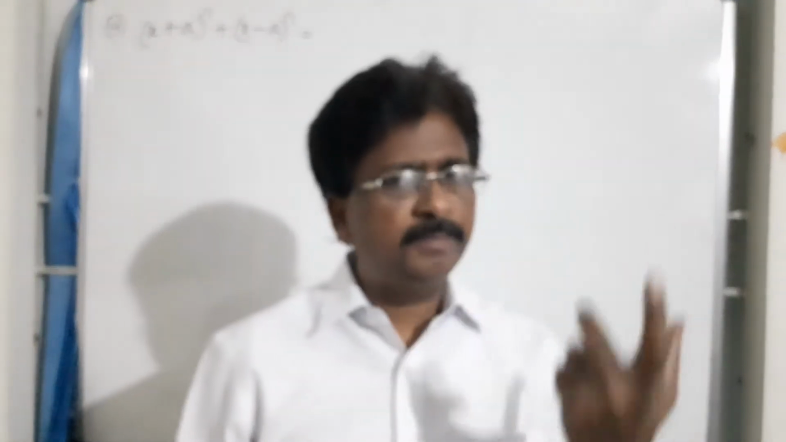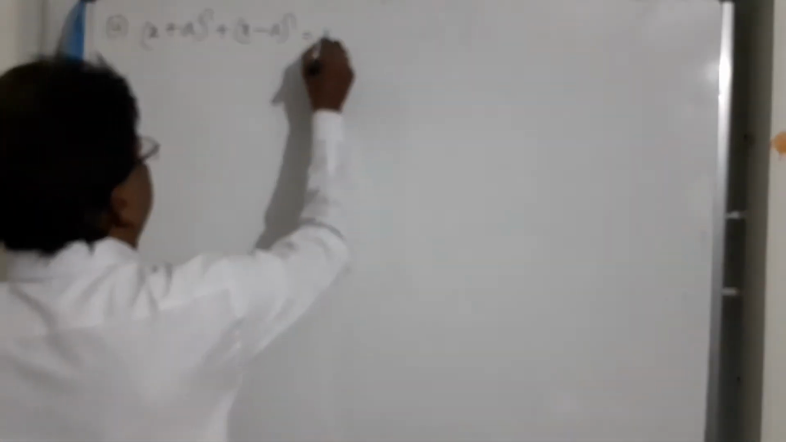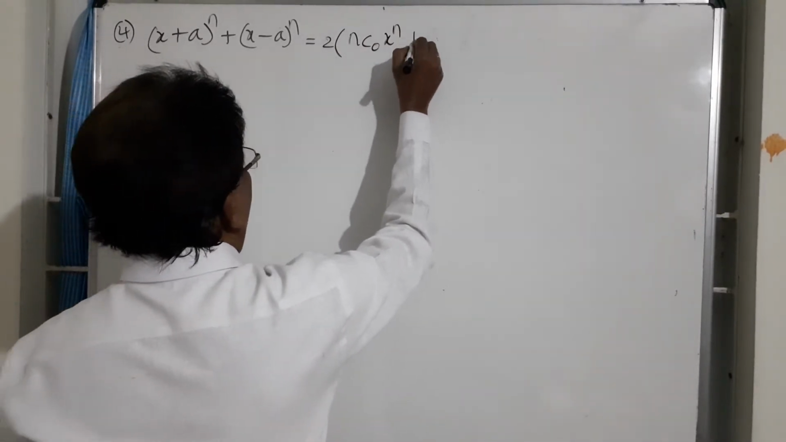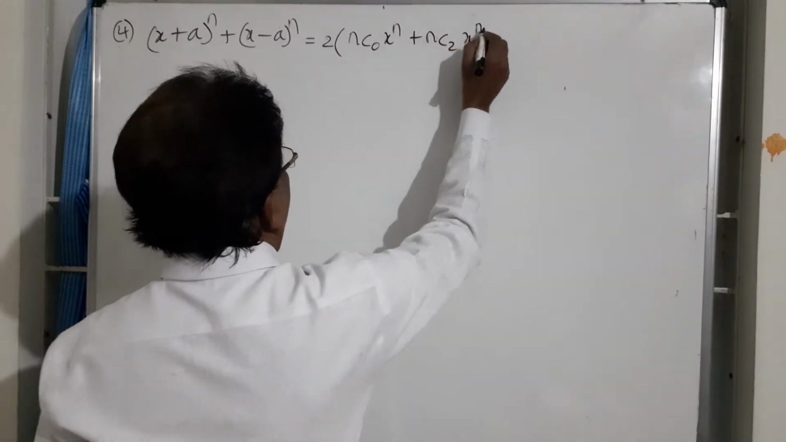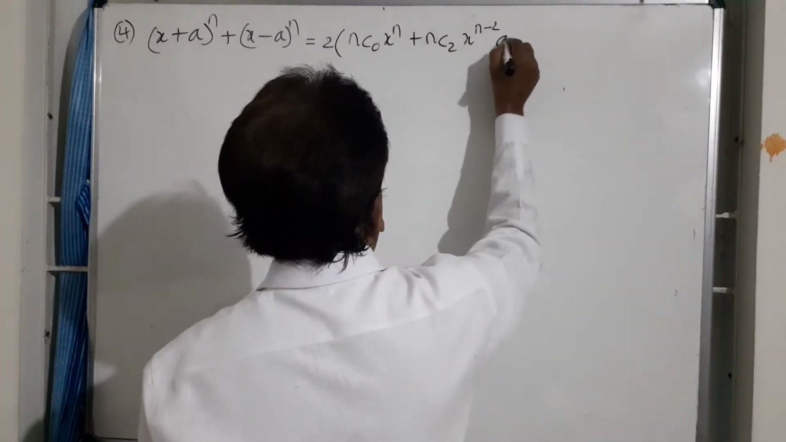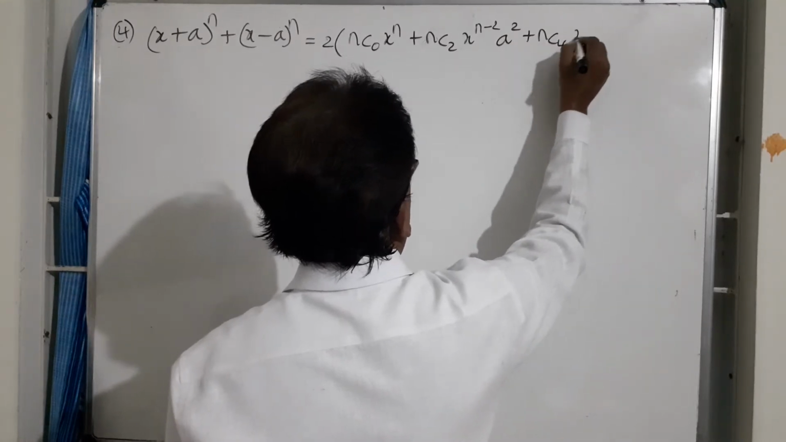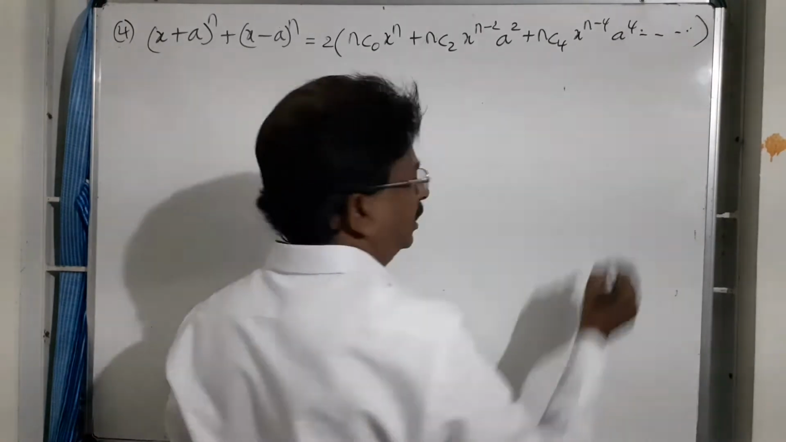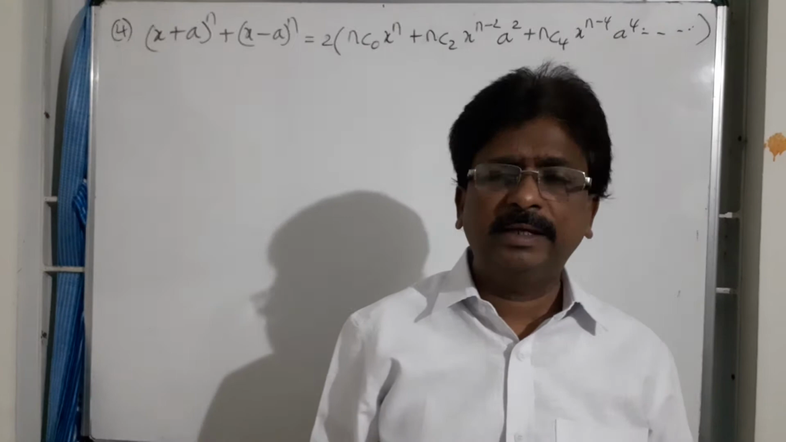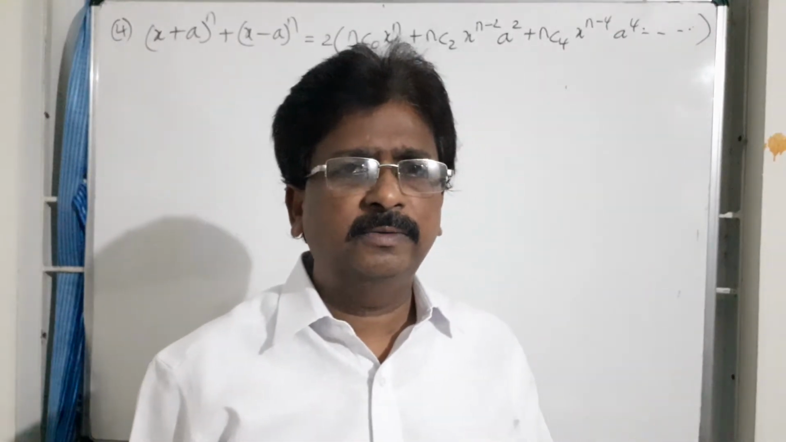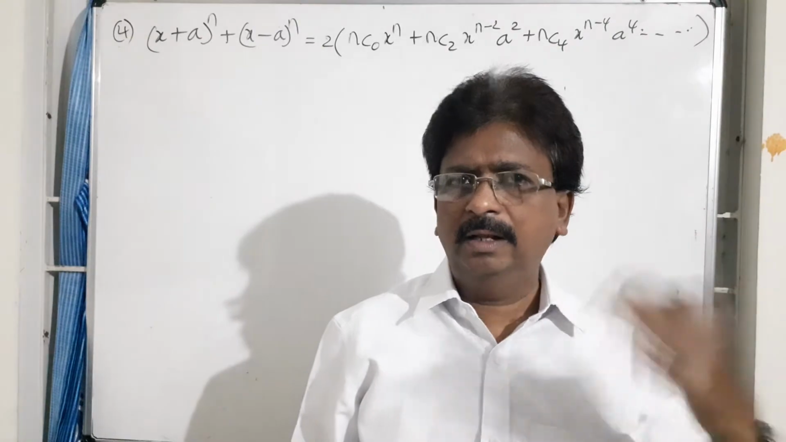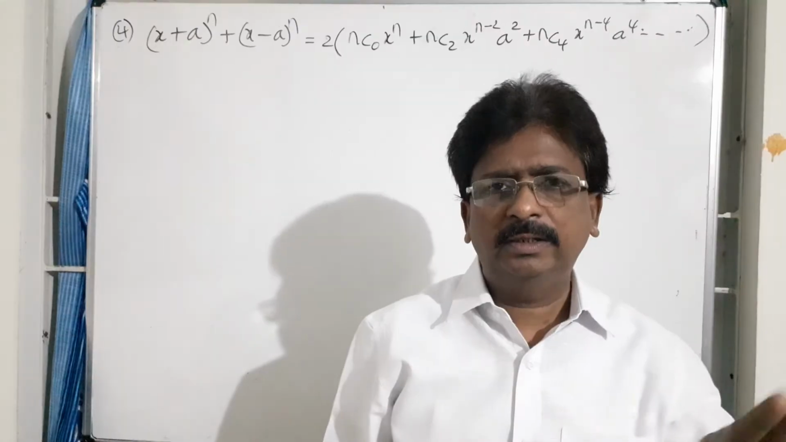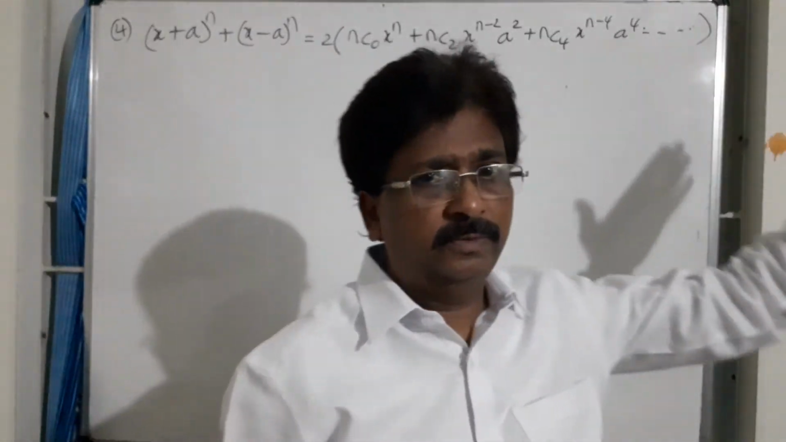So the 2 can be taken as a common factor, giving 2 into nC0 into x power n plus nC2 into x power n minus 2 into a square plus nC4 into x power n minus 4 into a to the power of 4, and so on. Here we cannot mention the last term, because we don't know which term is cancelled, the last term or the last but one. Therefore we write dashes and leave it like that.